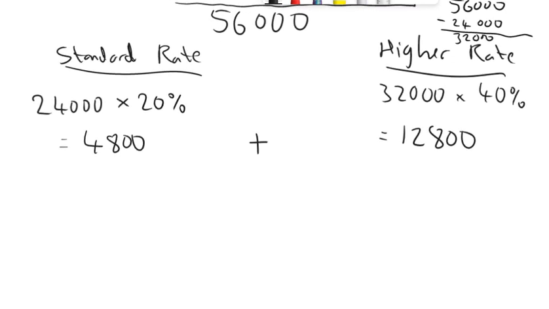Then you can just add those two amounts. You have to pay this and you have to pay this. So you add the two of them together, and it's what you have to pay all together. And you should get 17,600.